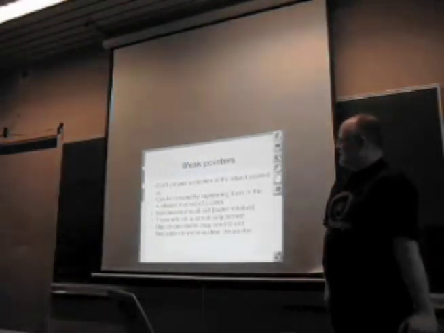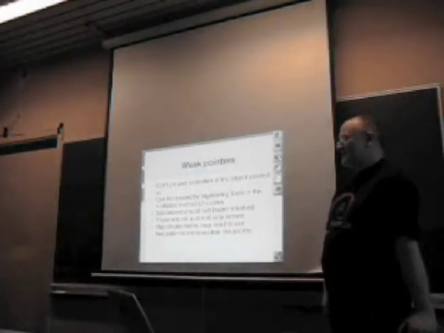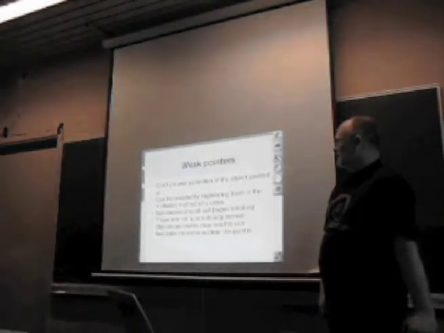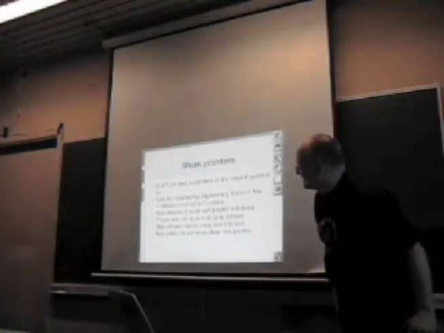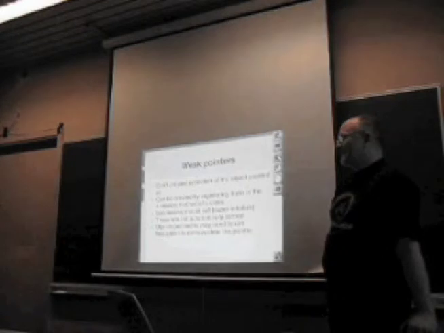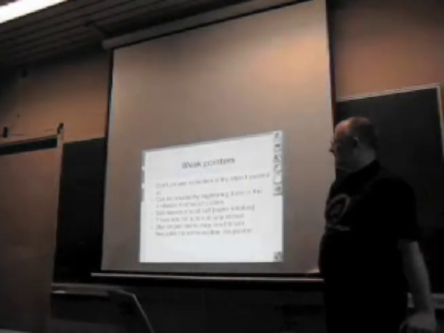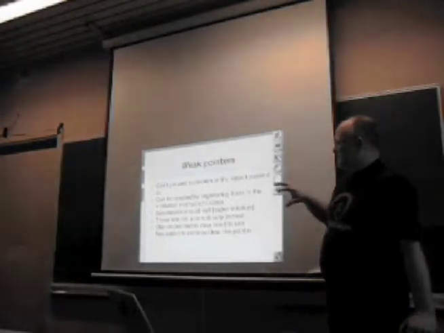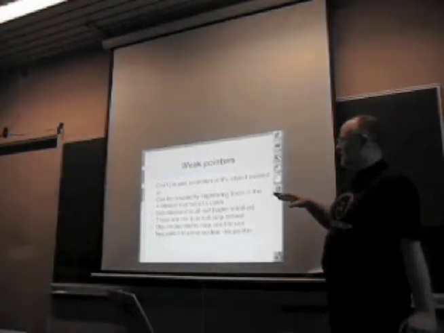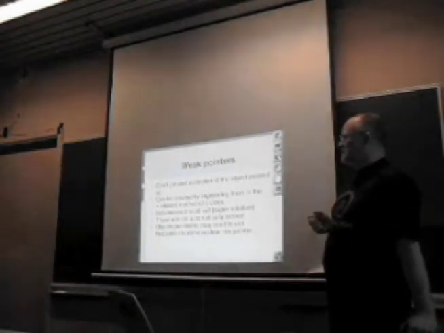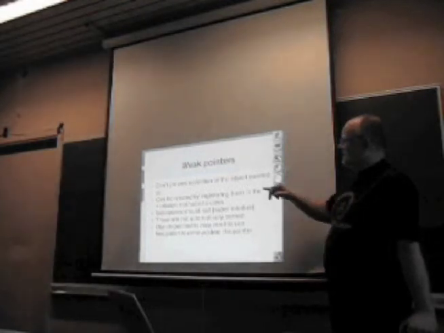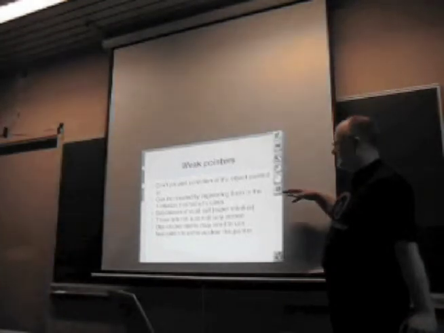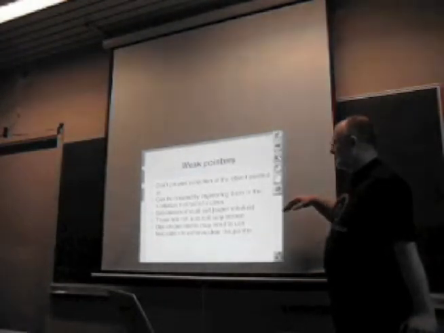Weak pointers were added. A weak pointer doesn't prevent the collection of the object you're pointing to. It could be created by registering in the initialize method of the class. So whenever a class instance is created, or the first time a method is sent to a class, the initialize method is implicitly run. And that allows you to say all objects of that class will have weak pointers in future.